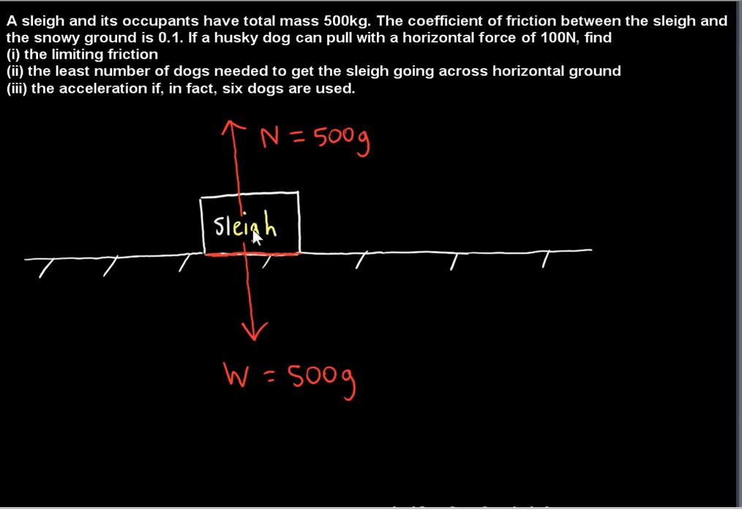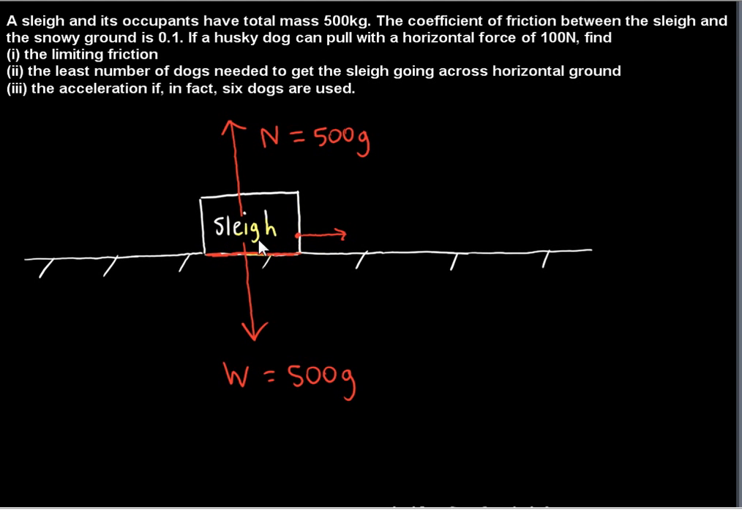Now suppose that we have a horizontal force acting on the sleigh. Let's suppose it's acting to the right. Let's call this force P, so the magnitude is P. Well, let's suppose that that force P starts off at 0 and keeps on increasing. Now, unless the surfaces are perfectly smooth, the sleigh will not begin to accelerate until P reaches some maximum value.